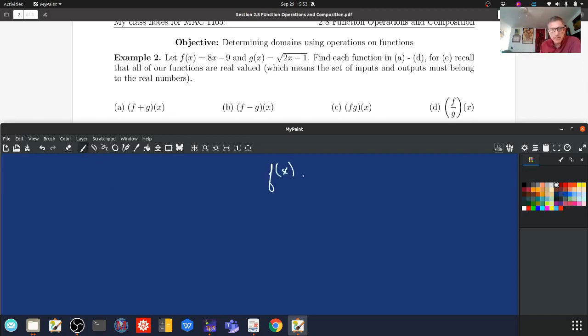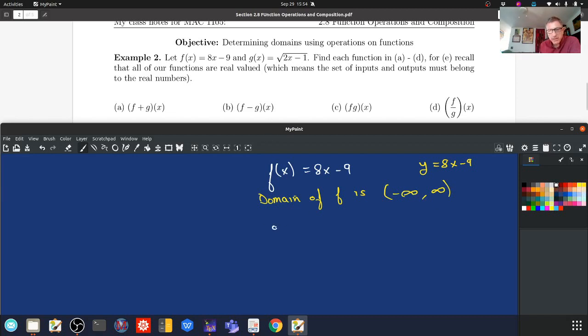So F of X is equal to 8x minus 9. Recall that's the same as Y is equal to 8x minus 9. Why? Because F of X is equal to Y. So this is a line with a slope 8, and it's not a vertical line. So the domain of f is minus infinity to infinity.